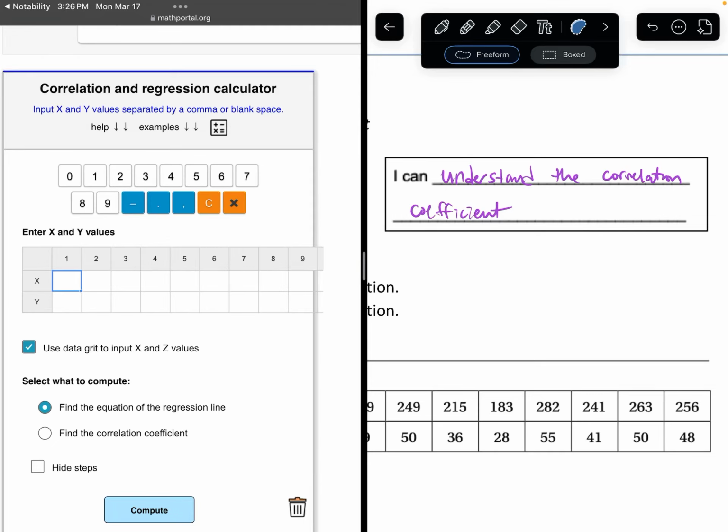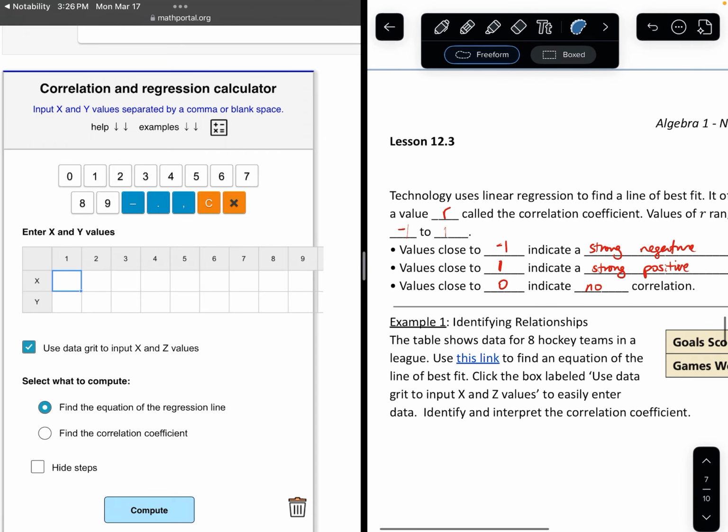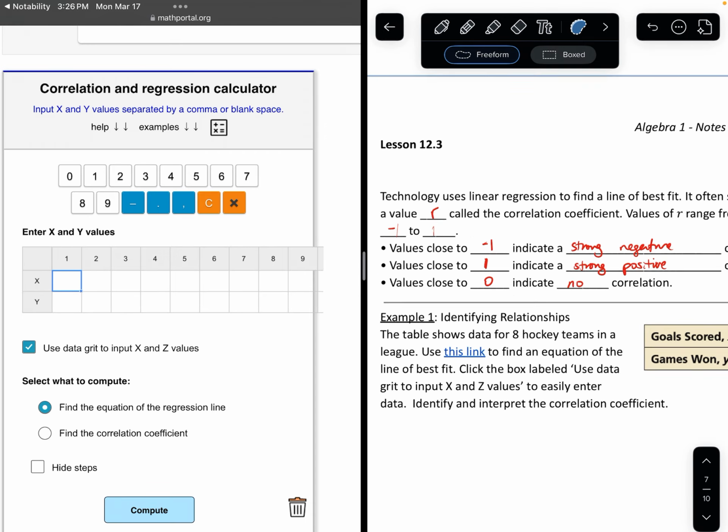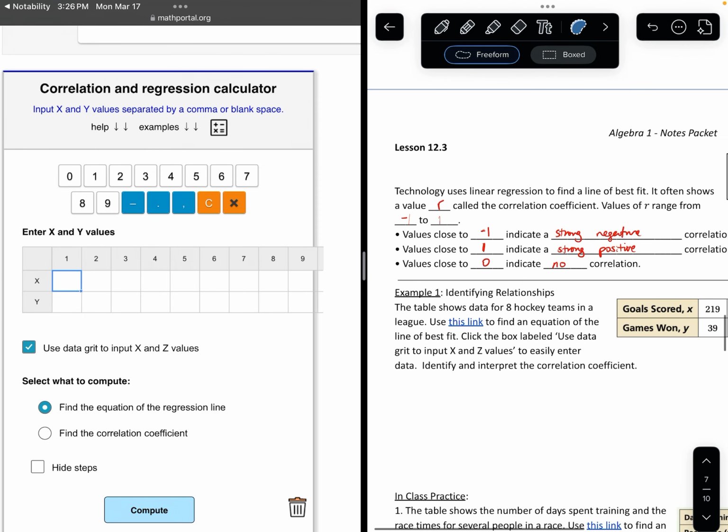In this lesson, we will talk about how to understand the correlation coefficient. Technology uses linear regression to find a line of best fit. It often shows a value r, which is called the correlation coefficient. Values of r range from -1 to 1. Values close to -1 indicate a strong negative correlation. Values close to +1 indicate a strong positive correlation. And values close to 0 indicate no correlation at all.